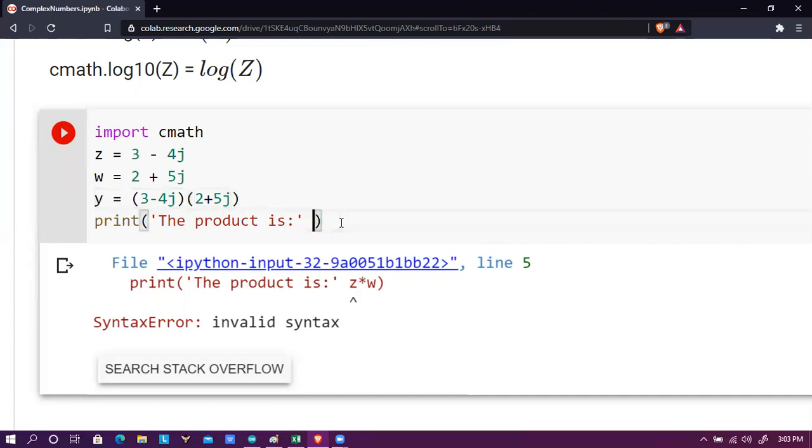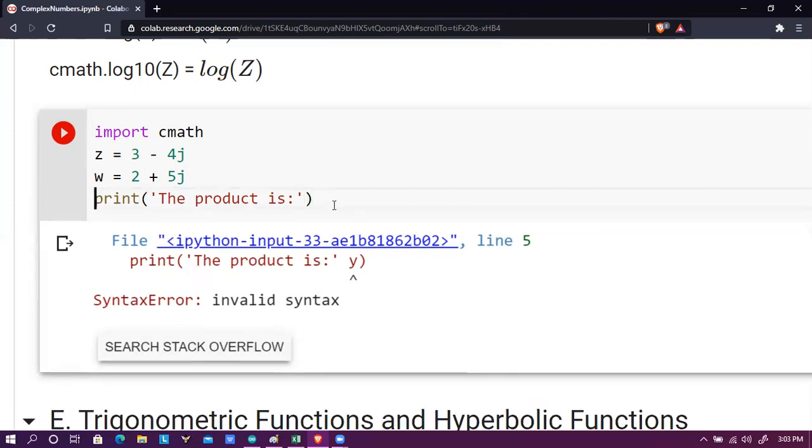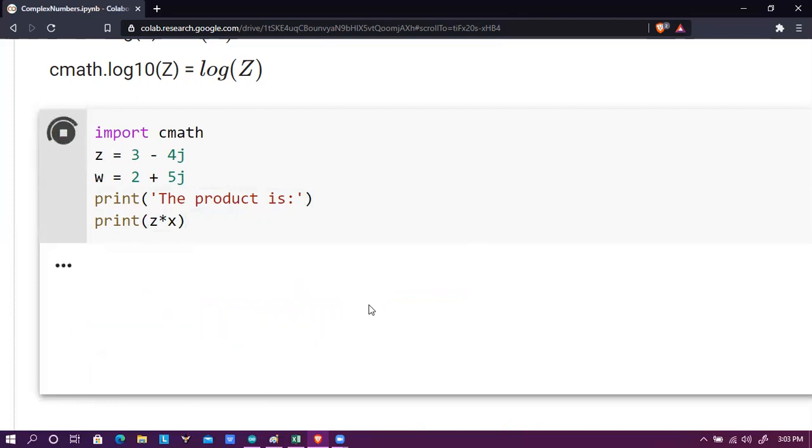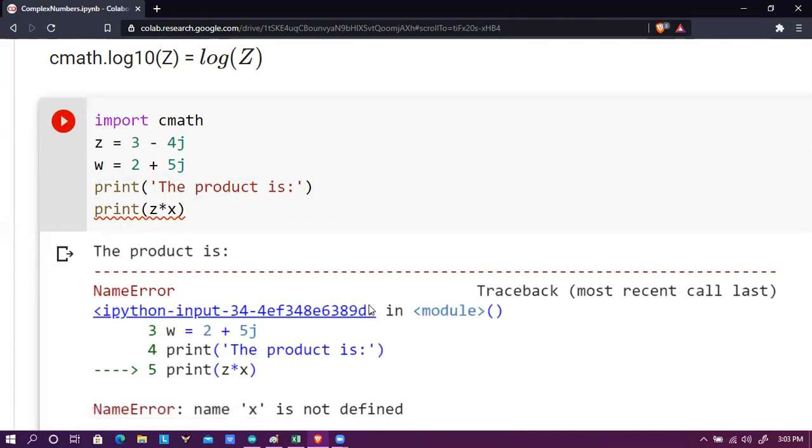And then we are going to print y. Let's try. Okay, it's still an error because it will not print the product. So we can print the product first, and then the product is, then print z times w. That will be valid.